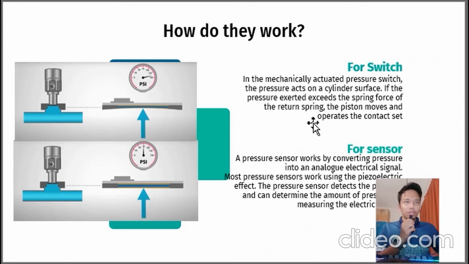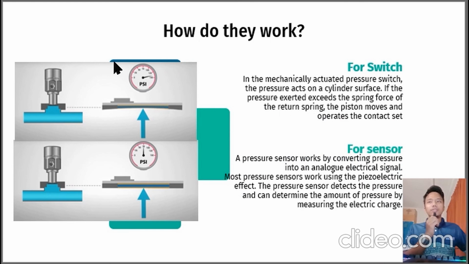How do they work? For the switch, in the mechanically actuated pressure switch, the pressure acts on the cylinder surface. If the pressure exerted exceeds the spring force of the return spring, the piston moves and operates the contact set. For a sensor, a pressure sensor works by converting pressure into an analog electrical signal. Most pressure sensors work using the piezoelectric effect. The pressure sensor detects the pressure and can determine the amount of pressure by measuring the electric charge.